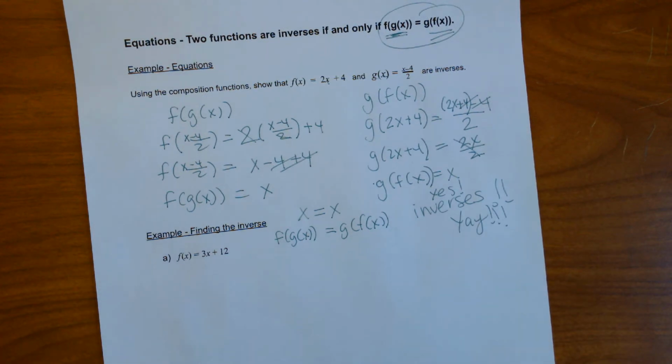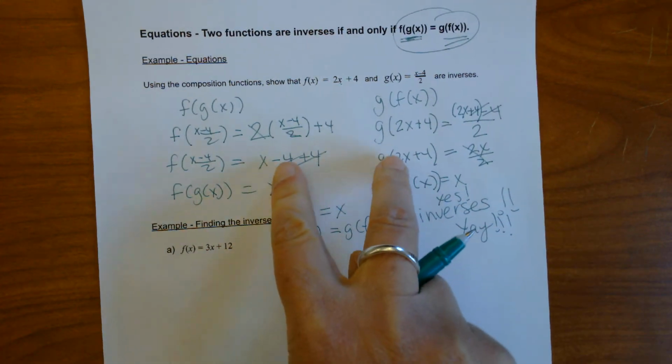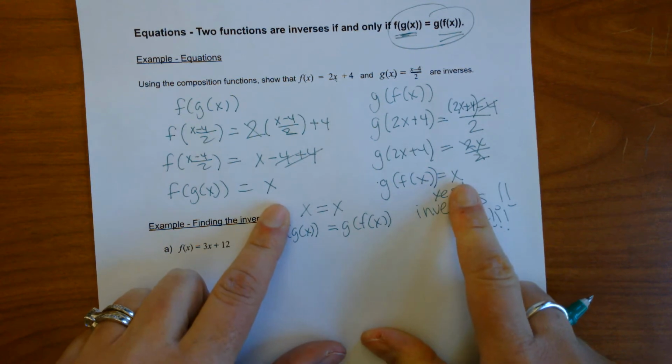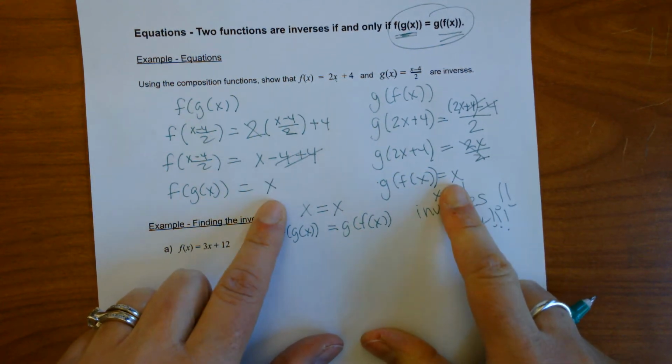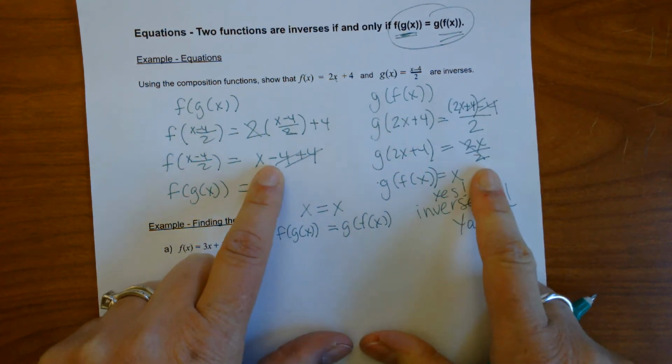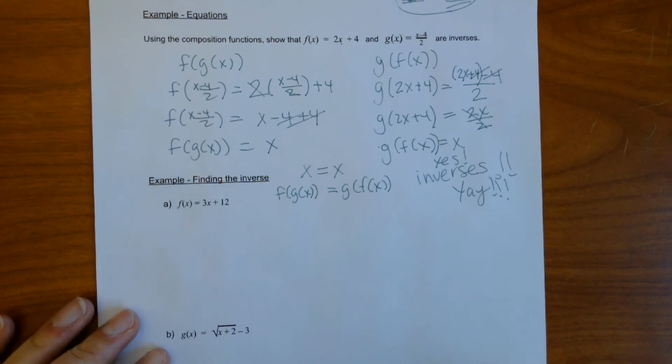Okay. So we have to make sure there's two different things to do. If these were not equal, they would not be inverses. They have to be equal. You do have a little bit of simplification. If you get stuck, ask me, call me over.